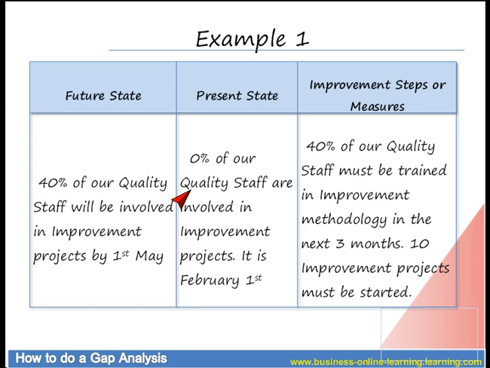It is now February the 1st. The steps are clear. 40% of our quality staff must be trained, first of all, in the improvement methodology within the next 3 months. The second measure is that 10 improvement projects must then be started.